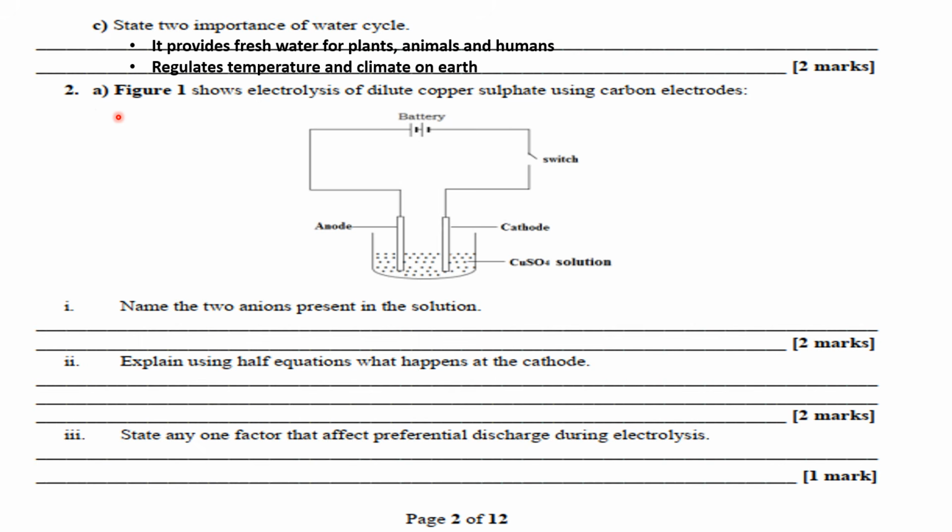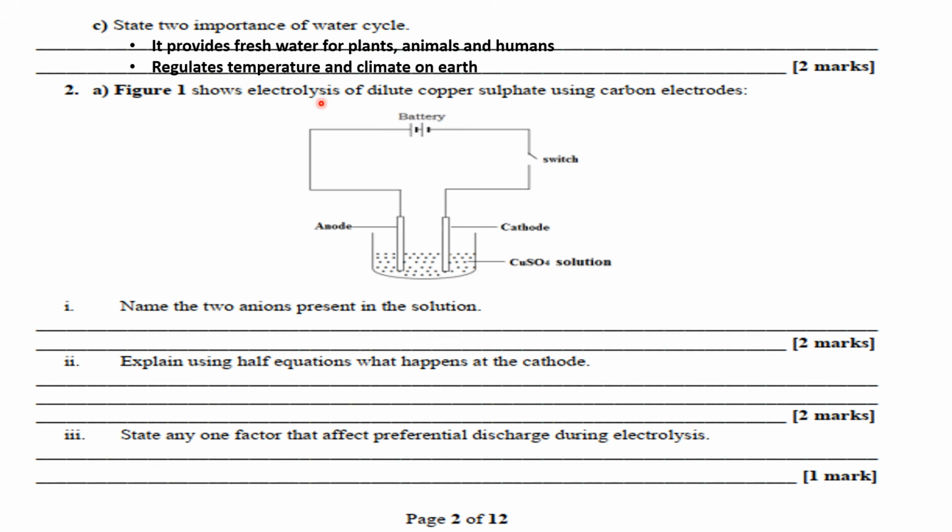Question number 2. Figure 1, this is the first figure that we have met so far. Figure 1 shows electrolysis of dilute copper sulfate using carbon electrodes. I've always mentioned this to my students that when a question comes, you must look at the key words, the key terms in the question. One of the key terms is electrolysis.